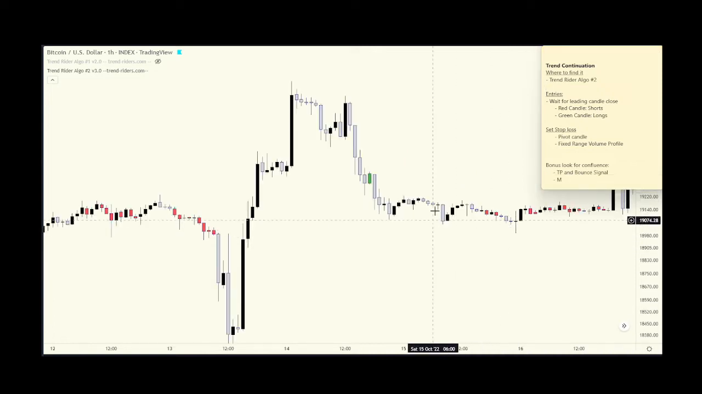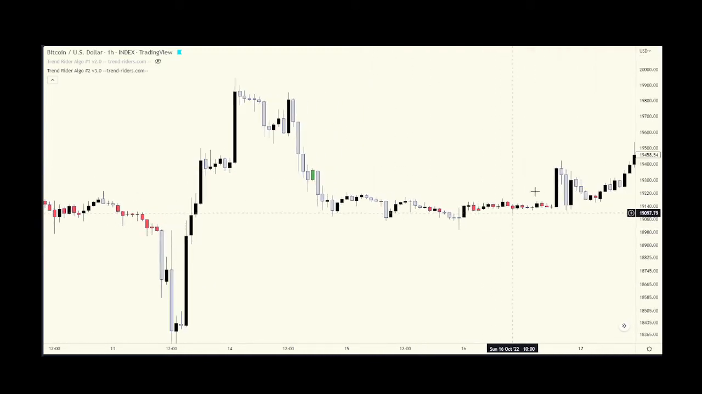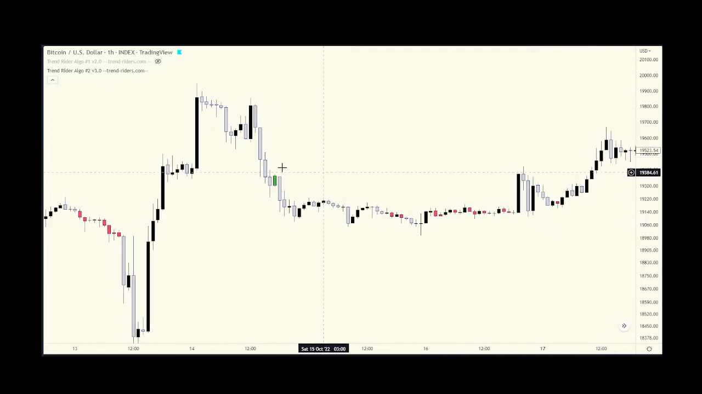Of course, the indicator does not work all the time. You can see here a green candle and the price went down, and we didn't have a bounce until much later, so this would be a non-profitable trade.